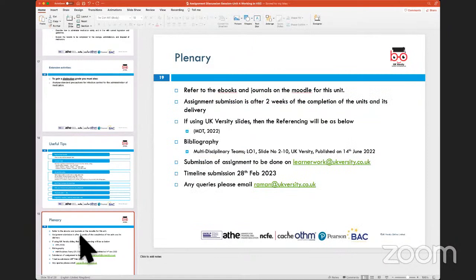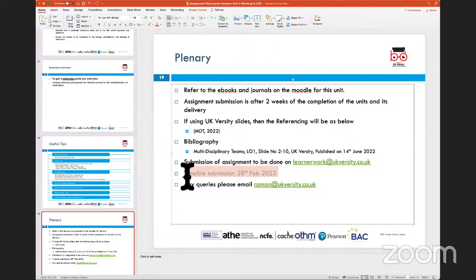Now, towards the end, what I would suggest is there's a timeline that you should look towards working in terms of submission of this assignment. I would say today is the 1st of February, probably not more than 4 weeks is what you would need to spend on submitting the assignment.